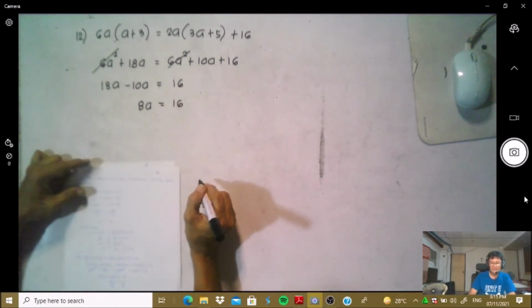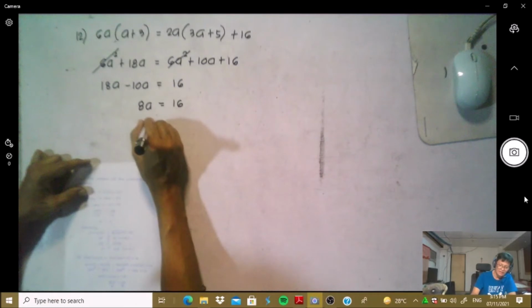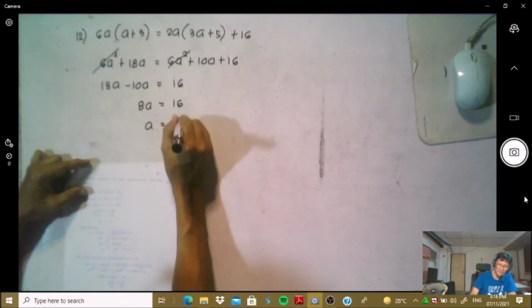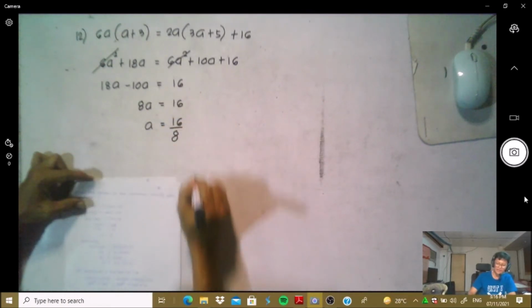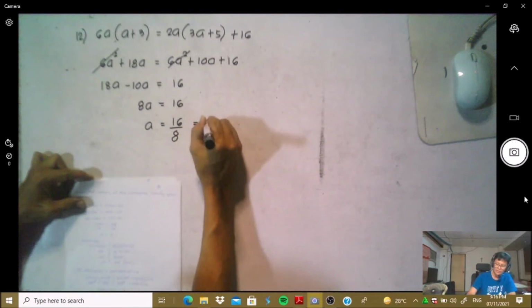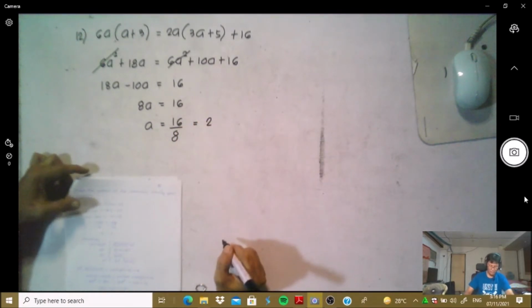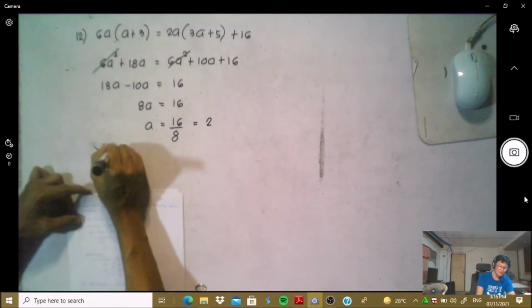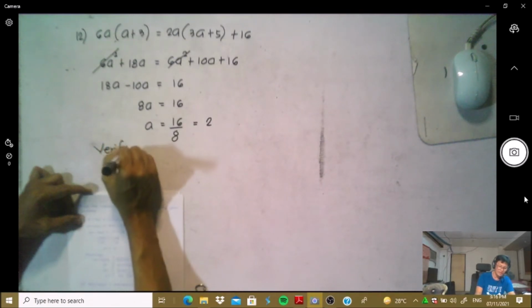So to make it faster, we can actually bring down 8 as the divisor. So we have 16 divided by 8. Okay, then this will be equal to 2. And therefore our answer is 2. Then let's check or verify if that is correct. So we have to verify our answer.